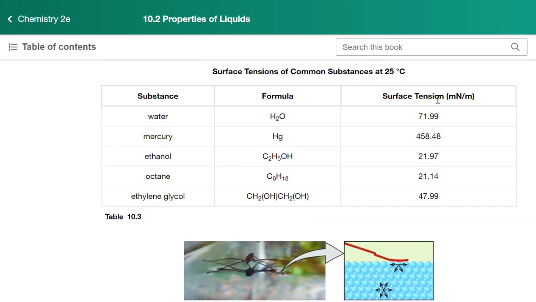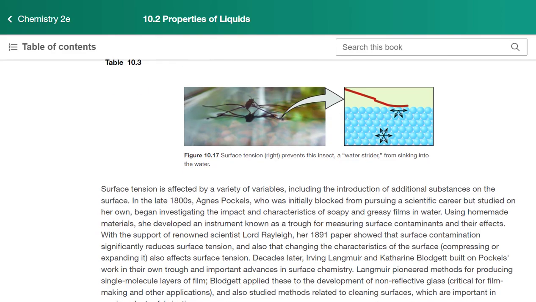Again, don't worry about the units or the numbers here, but you can see some different surface tensions we're showing. You'll notice that mercury is very high, but water is much higher than things like octane, which would be like gasoline, or these other organic liquids. So water tends to have a fairly high surface tension, and other things do not. So this bug would not be walking across an oil spill, for example.